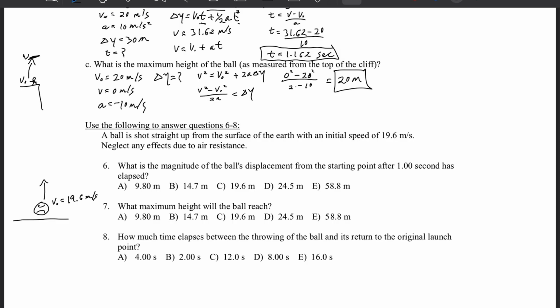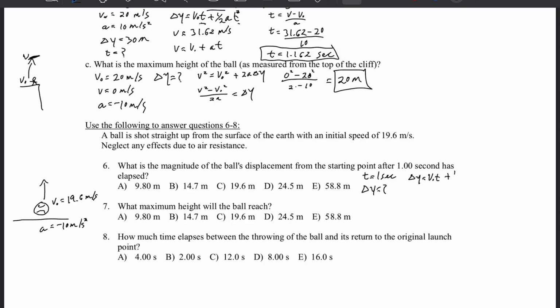Now, we're smart people, so we know that there's something other than just the v naught. We know our acceleration's in the opposite direction. Well, if velocity positive is up, it has to be negative when it's down, and the acceleration of gravity is negative 10 meters per second squared. Number 6 says, what is the magnitude of the ball's displacement from the starting point after 1 second has elapsed? So we know time is 1 second plus the stuff on the left side, the initial velocity and acceleration. We're looking for delta y.